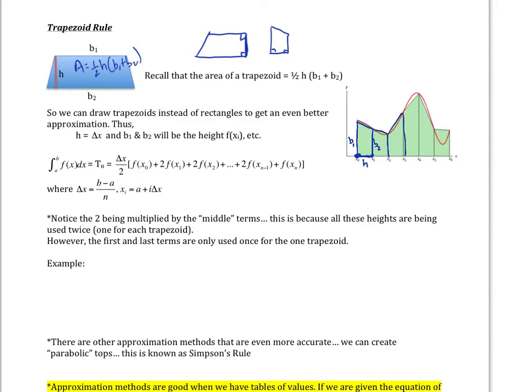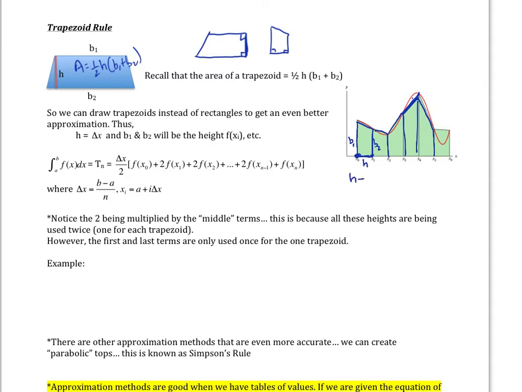Now notice this space in between right here. If I drew it as a rectangle, see what it would look like? Whereas if I drew it as a trapezoid, I'm filling in more of that gap as I draw these trapezoids. So I can do the same exact situation I did with rectangles, but with trapezoids. But you've got to be careful.